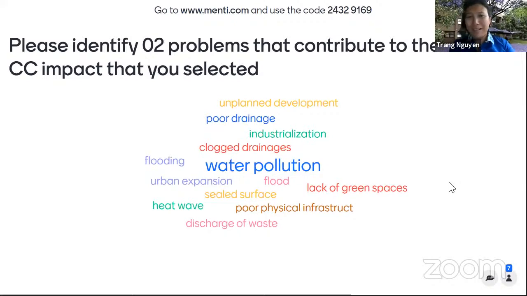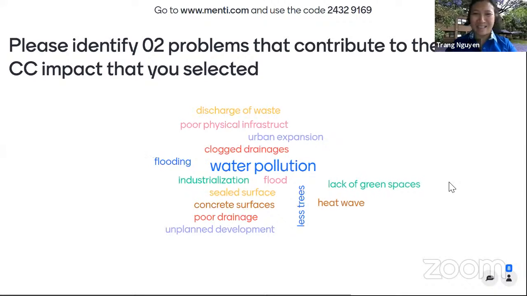And for each impact, I have asked you to provide two problems that you think are the factors that contribute to creating this impact. And yeah, poor drainage, I see unplanned development, industrialization, water pollution, sealed surface, urban expansion, lack of green spaces. Excellent inputs, and I'm so happy that we already have this kind of input on the ground, which will help a lot for my slides later.